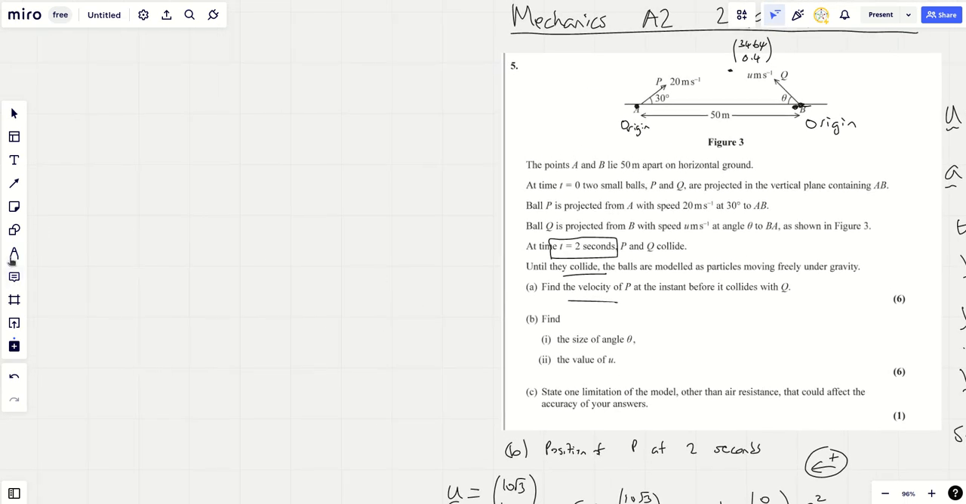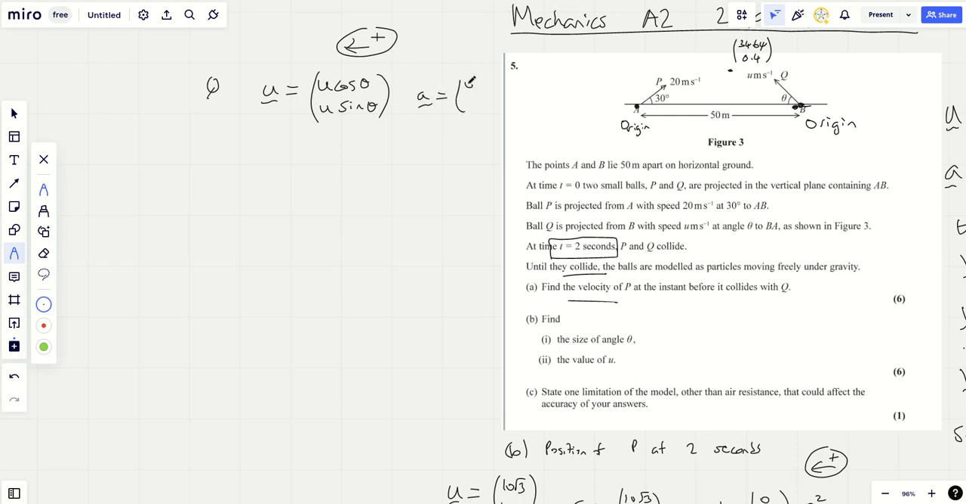So if I keep that picture in the shot, for Q, if we take this way as positive, we can say u equals u cos theta, u sin theta. We can say a is 0, minus g. None of that changes. And now we can say t equals 2, because we don't know this, but we also know exactly where it is s-wise, treating this as the origin. It's going to be 50 minus 34.64.